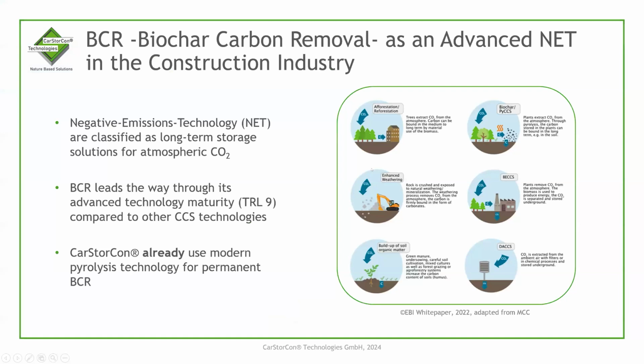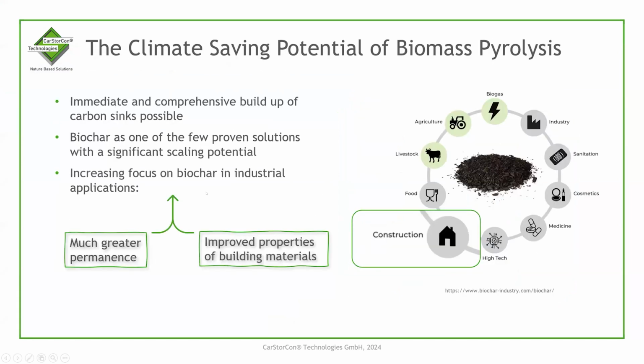So Castlecon already uses biomass pyrolysis for biochar carbon removal as an advanced negative emission technology. We think that is a long-term storage solution, and this is why there is an increasing focus on biochar or technical carbon in industrial applications, because of the possibility to build up carbon sinks and significant scaling potential. Our technology is based on this technical carbon, and we did some modification steps and created an additive for use in concrete and asphalt.